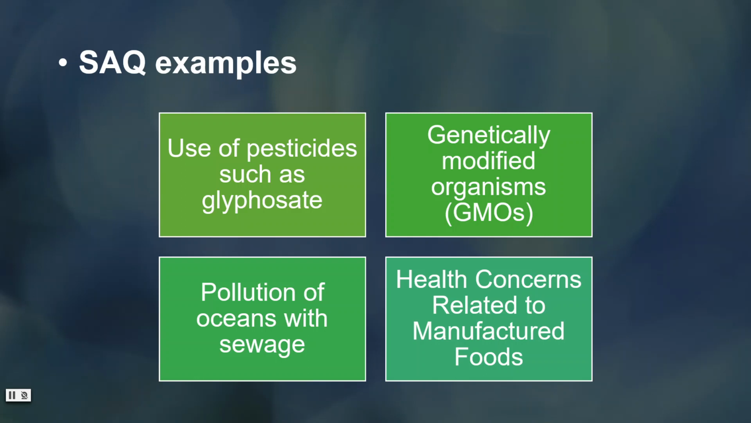Here are some examples of socially acute questions, like the use of pesticides such as glyphosate, genetically modified organisms, pollution of the ocean with sludge, health concerns related to manufactured foods.